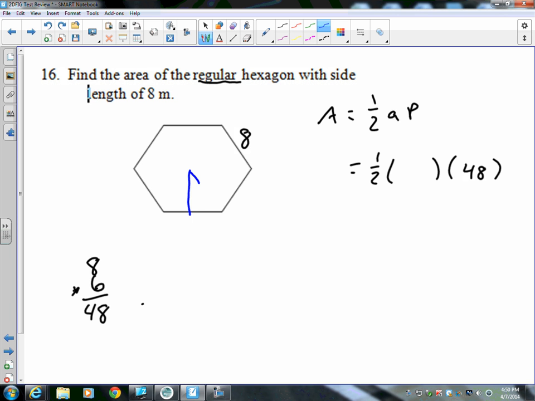We can also draw the radius to give us a little triangle. On a hexagon, the triangle has angle measures of 90, 30, and 60. So we have our own little 30, 60, 90 triangle. We can remember this whole side is 8. We split it in half, we get 4 and 4. So now we have a 30, 60, 90 triangle.